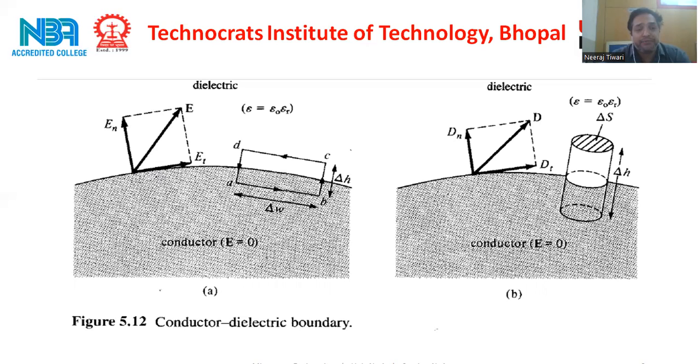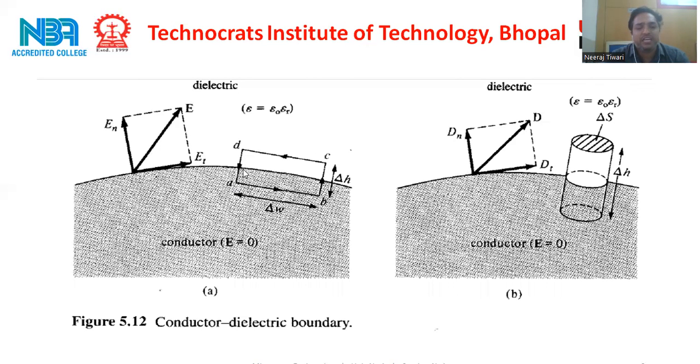Now how can you define the medium? You define the medium by epsilon, the permittivity, with the formula epsilon equals epsilon naught into epsilon r. As you know, epsilon r equals 1 for free space, but here it is a dielectric, so it would be a different value.